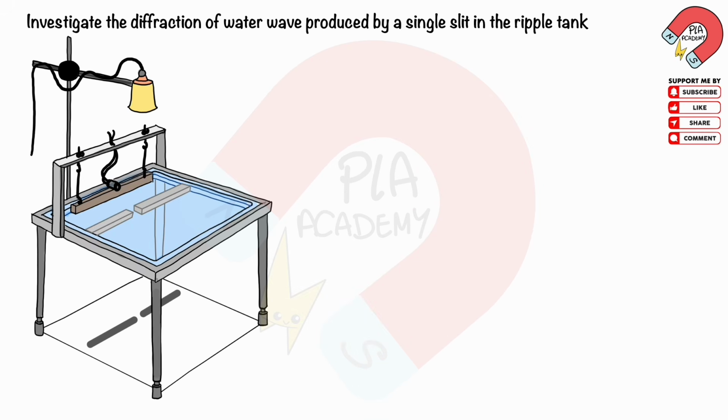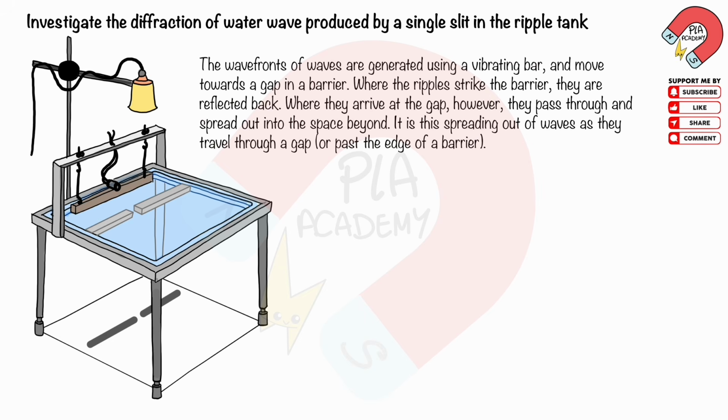To investigate the diffraction of water waves using a single slit in a ripple tank. The wavefronts of waves are generated using a vibrating bar, and move towards a gap in a barrier. Where the ripples strike the barrier, they are reflected back. Where they arrive at the gap, however, they pass through and spread out into the space beyond. It is this spreading out of waves as they travel through a gap, or past the edge of a barrier, that is called diffraction.